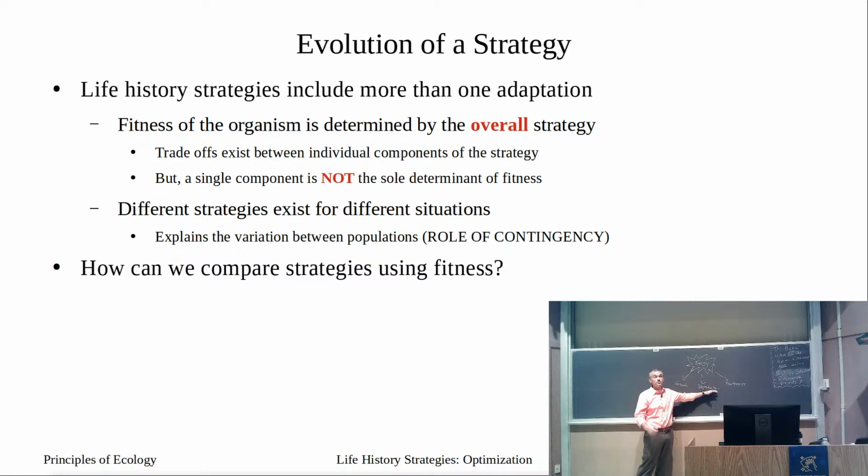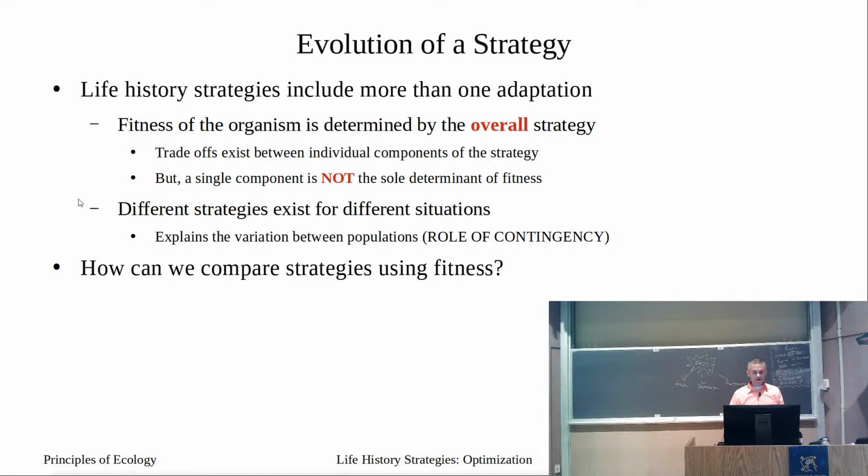You might not be producing as many offspring or as higher quality offspring. But that's okay because you're able to get to reproductive age faster than some other populations. So our strategy depends on our environment, and what we see in a population could differ. That's all part of our contingency.